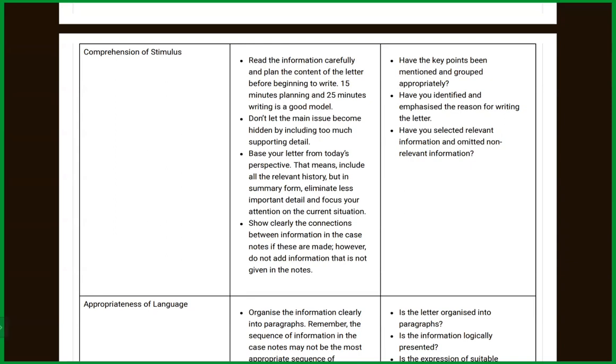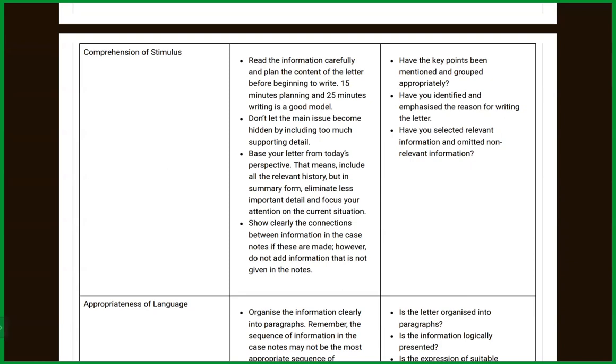Last strategy is show clearly the connection between information in the case note if these are made. However, do not add information that is not given in the case note. Some of the information in the case note we can connect to each other. So you can select that information and make it one sentence with good connectors. How to connect all these things we are going to see in the next class.